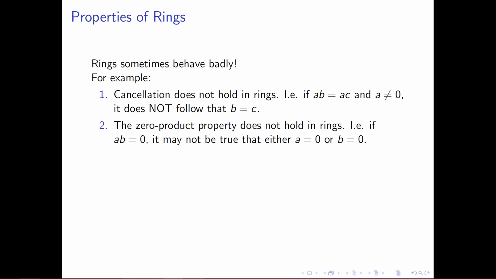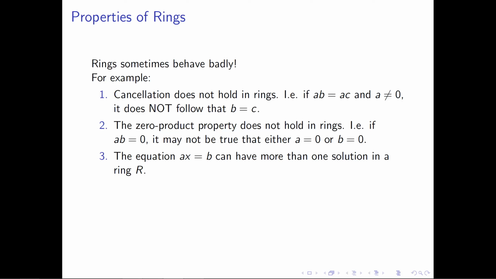The next badly behaving property of some rings is that the zero product property does not hold in rings. So if you remember what that zero product property says, it says if you're working with integers and you take two integers and multiply them together and this results in the number 0, then either a is 0 or b is 0. That's true of the integers, but that is not true in an arbitrary ring. So for example, there are rings out there in which you can take a non-zero element a and a non-zero element b, you can multiply them together and you can get 0.